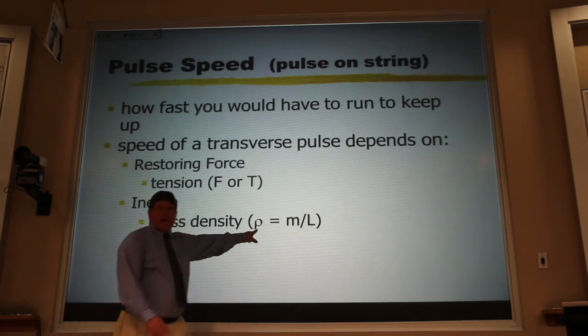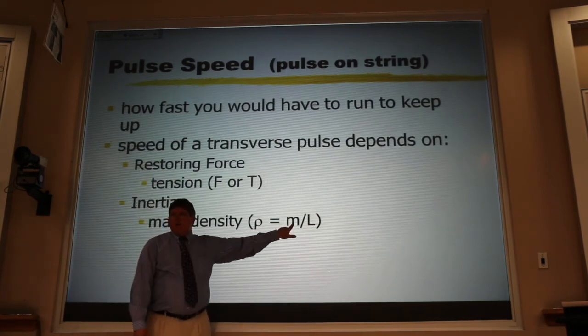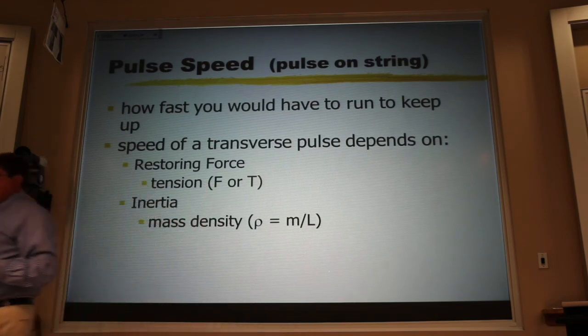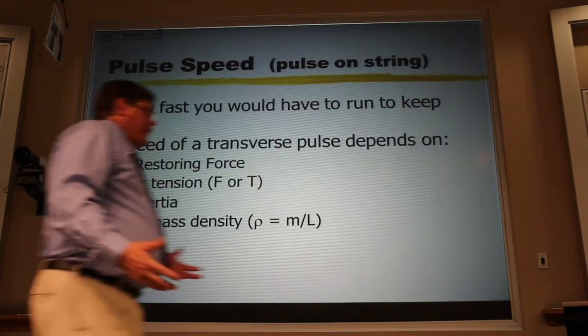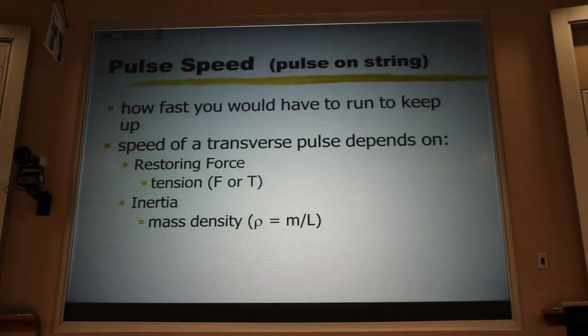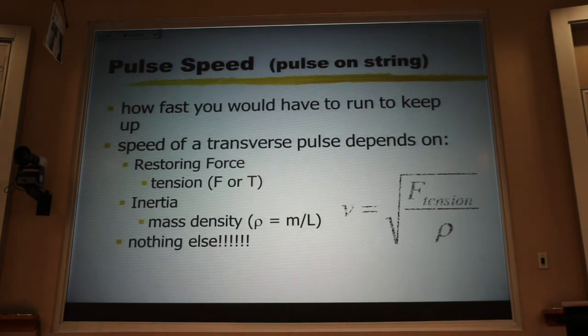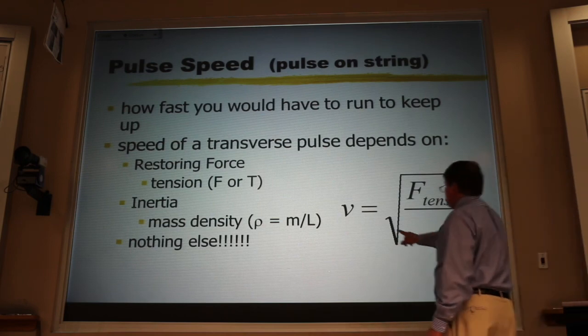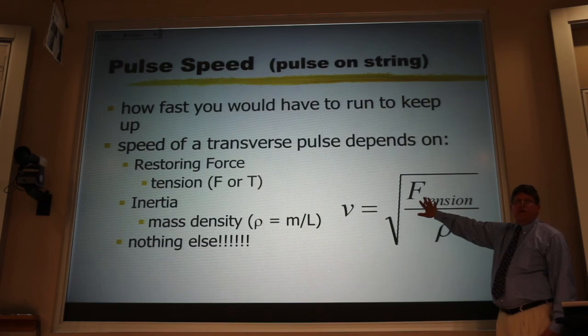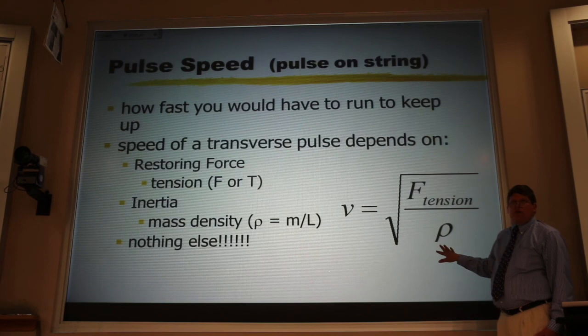What matters is the mass density: how much mass there is in 1 unit of length, typically a meter of length. And we can go through some fancy mathematics to derive this, but I don't want to take us there. The final answer is that the velocity of the pulse depends on the tension in the spring or string or rope and the mass density of the spring or string or rope in this form here.